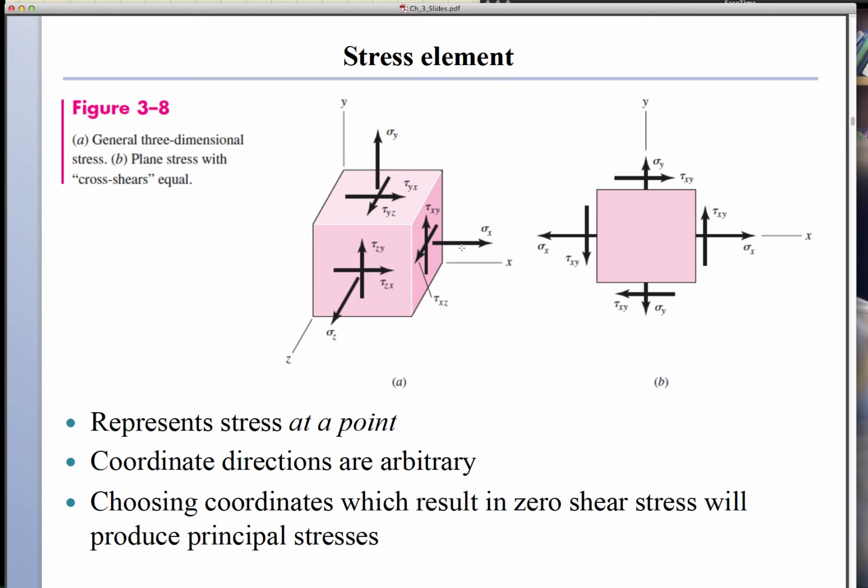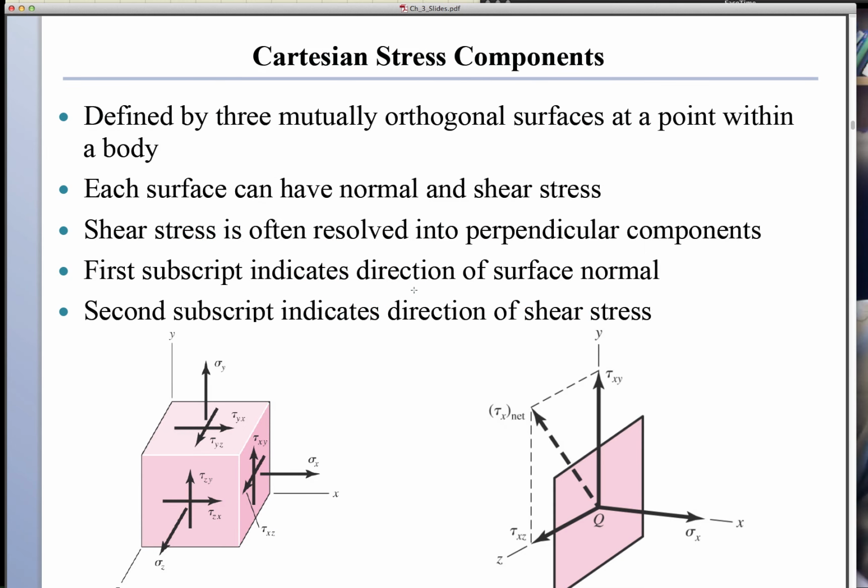As I mentioned before, in 3D you have sigma x, which is normal to the x face. This is the x face here, and you have 2 shears on the x face. The first index is the face itself, x, and the second index is the direction of the stress. Y is the direction up, and z is the direction pointing towards you. So that's the case when we have the stress components.